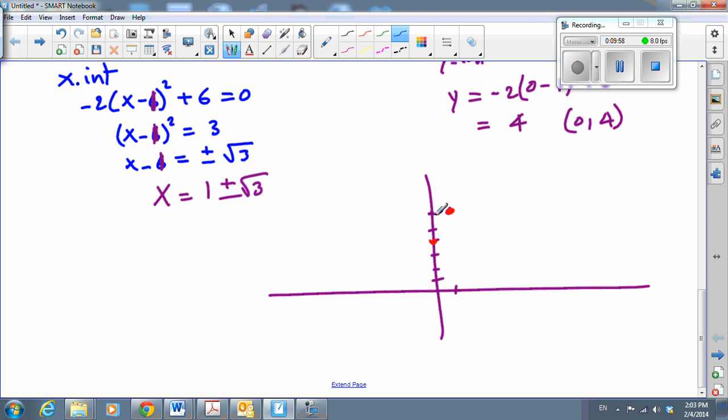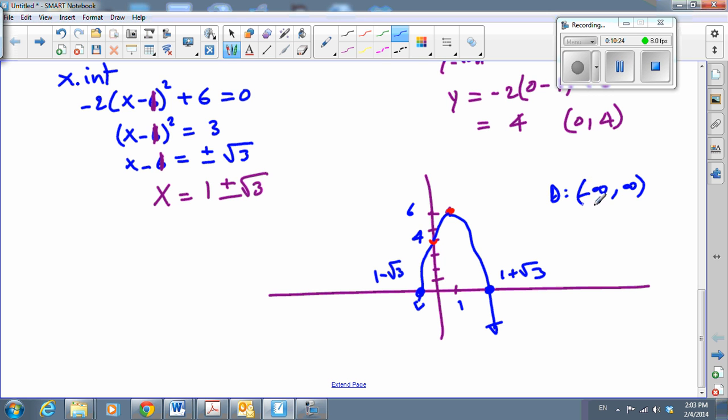Well, the graph will look like this. It will come and cross somewhere here and cross here. Knowing that these 2 points, this is the 1 minus square root of 3, and this is 1 plus square root of 3. This point is at 4, this is 1, this is 6. And of course, arrow on both sides. The domain of this function is from negative infinity to infinity, but the range of this function starts, of course, from negative infinity and ends at 6. Bracket at 6, parenthesis at negative infinity.